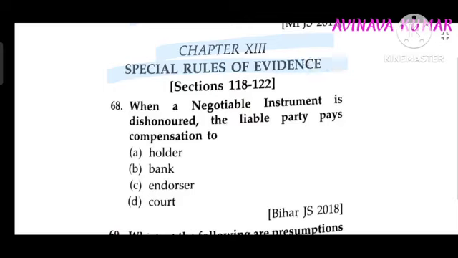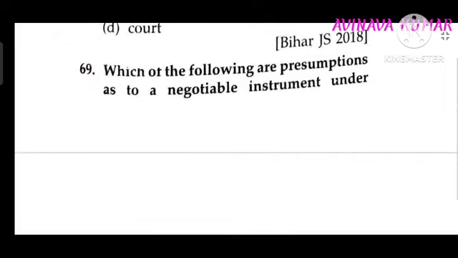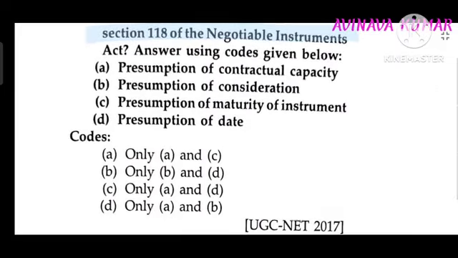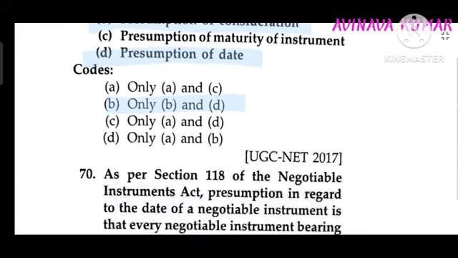Chapter 8 Specific Rule of Evidence, section 118 to 122. When a negotiable instrument is dishonored, the liability of parties is to pay compensation to the holder. Which of the following are presumptions as to negotiable instrument under section 118 of the Negotiable Instrument Act? B and D. Presumption as to consideration, presumption as to date.